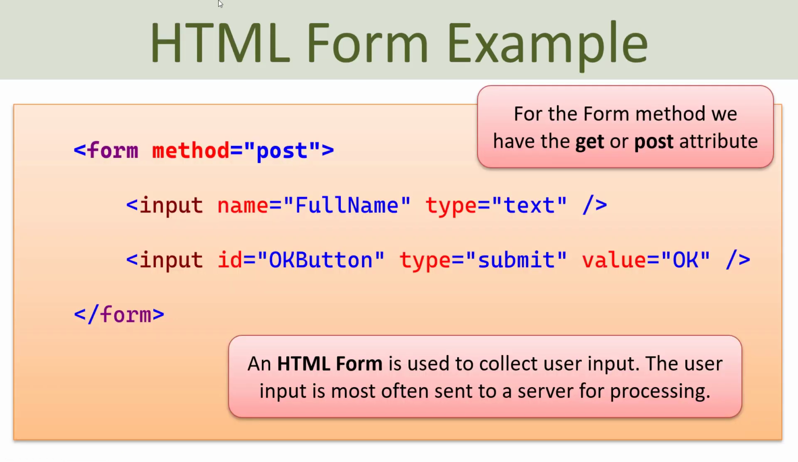In a basic HTML form we have this method, which could be either post or get. Then the form starts here and ends here. Inside this form we can have different HTML objects like text boxes, buttons, etc. Here you see an example of a text box and a button. This HTML form is used to collect user input, and the user input is then often sent to the server for processing.